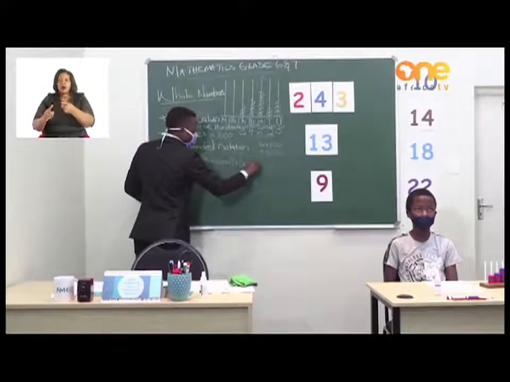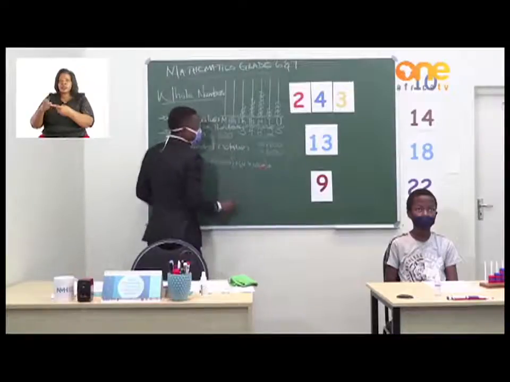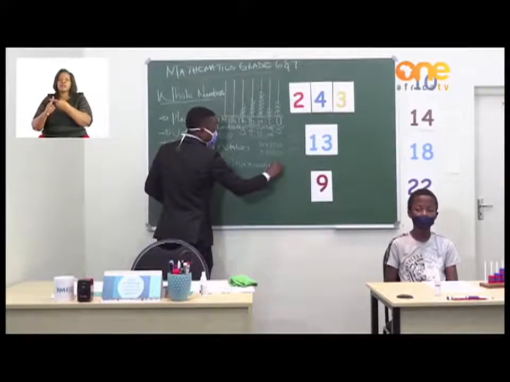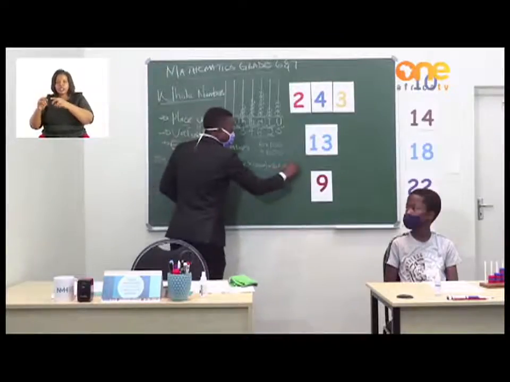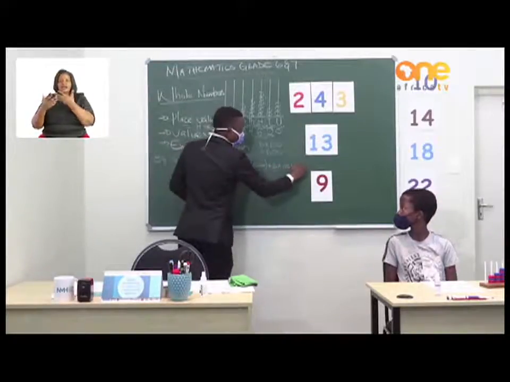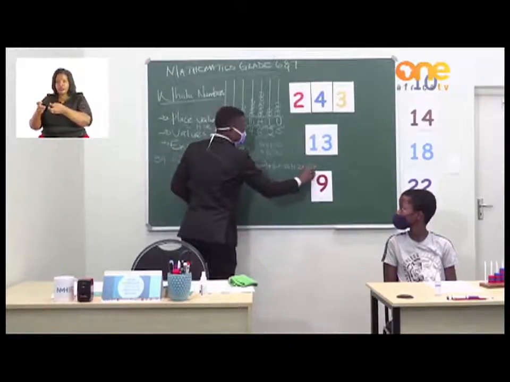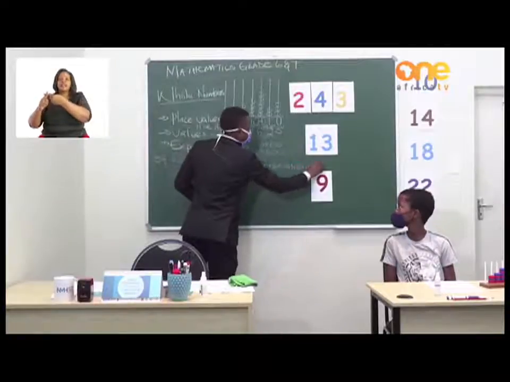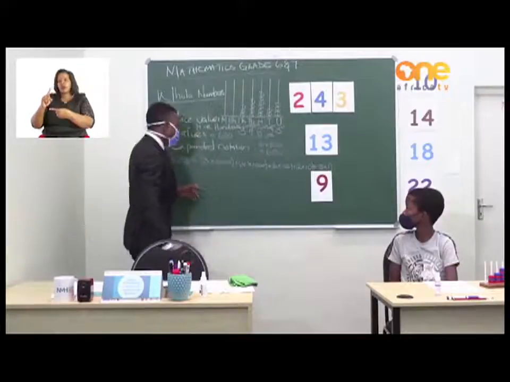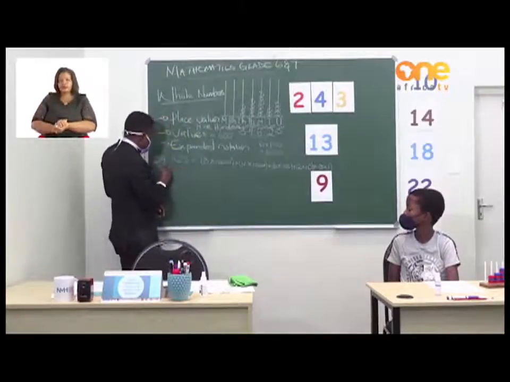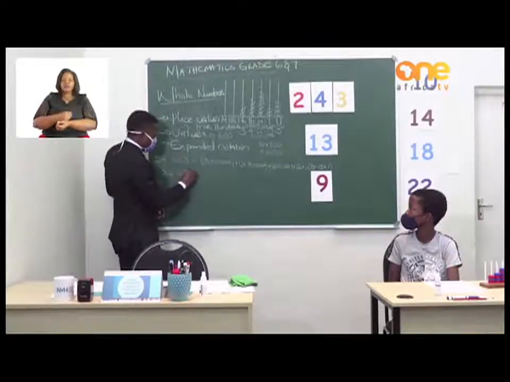4 times 1,000 plus 6 times 100 plus 2 times 10 plus 3 times 1. We have our 34,623.